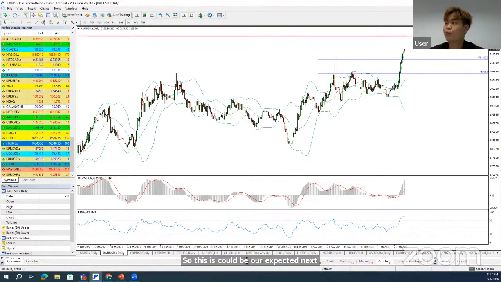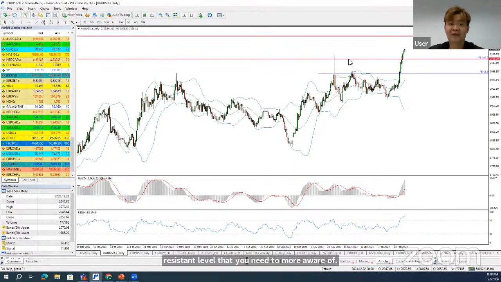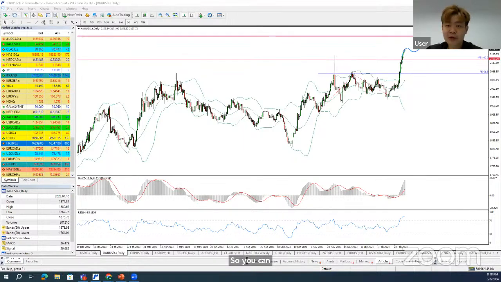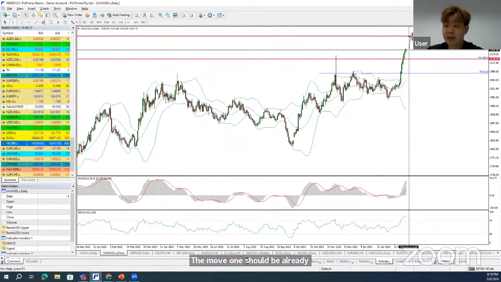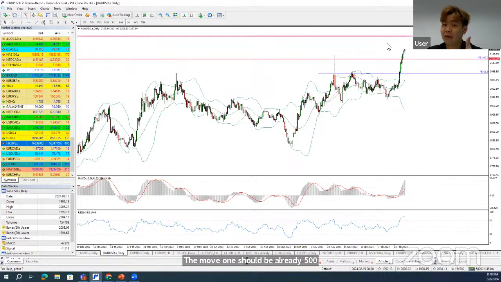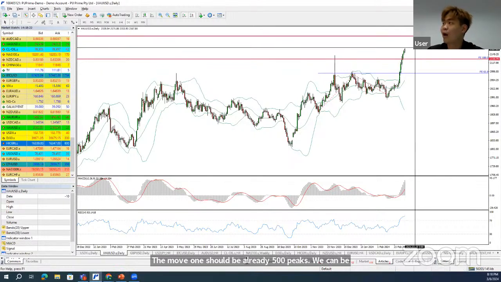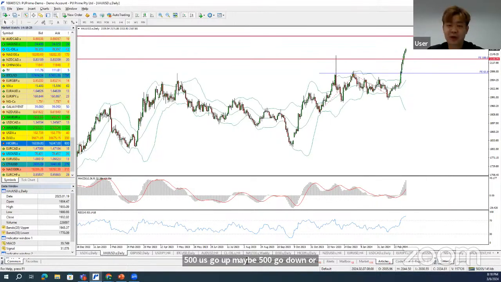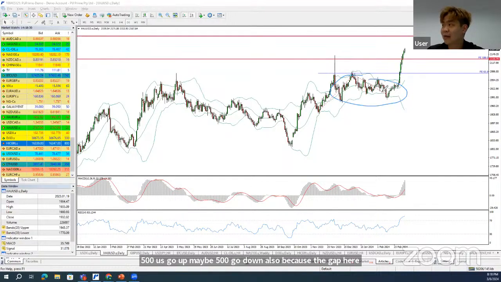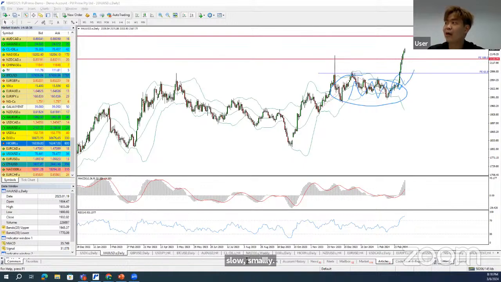So this is the resistance level you need to be more aware of. The support level for gold according to the Fibonacci expansion should be maintained at 2130. You can notice the gap here is very huge. The movement here should already be 500 pips. We can expect that after the NFP reading comes out, the movement will be much higher, 500 pips up, maybe 500 pips down also, because the gap here is very huge. Compared to here, for example, if you trade here during the NFP, the gap is very small. But as for now, you can see the gold price keeps going up for a while.